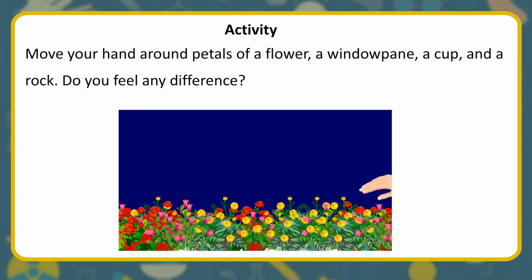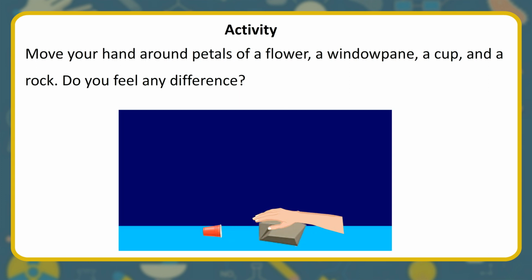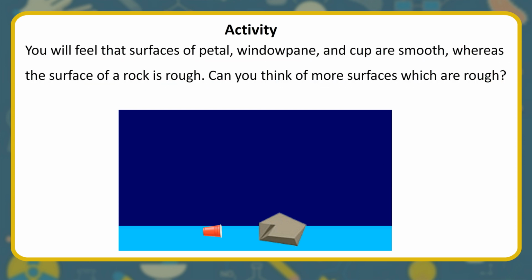Activity. Move your hand around petals of a flower, a window pane, a cup, and a rock. Do you feel any difference? You will feel that surfaces of petal, window pane, and cup are smooth, whereas the surface of a rock is rough. Can you think of more surfaces which are rough?